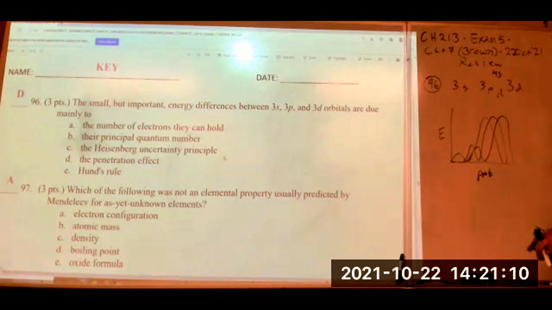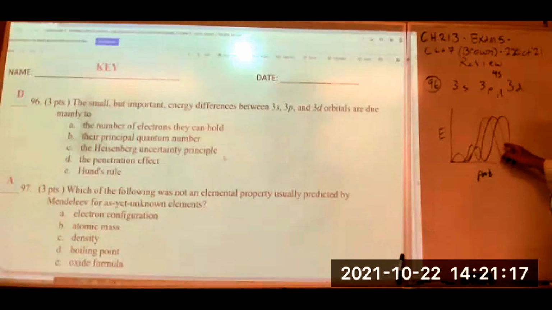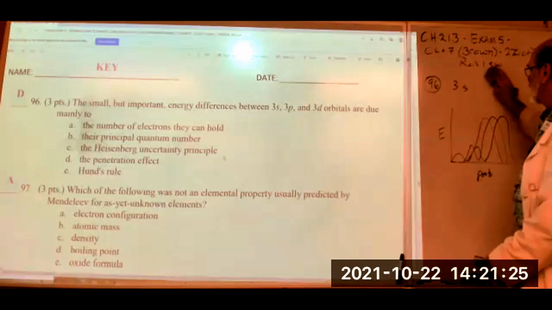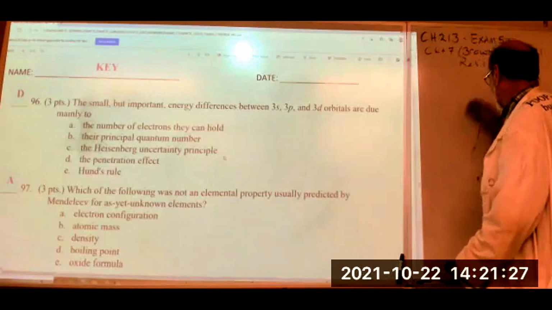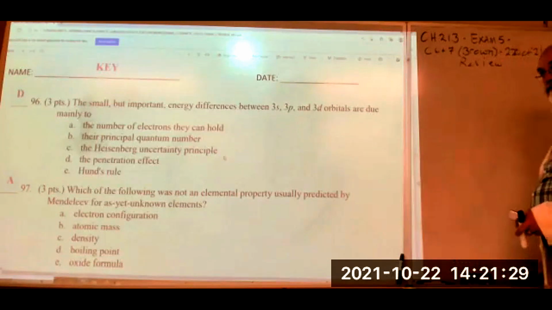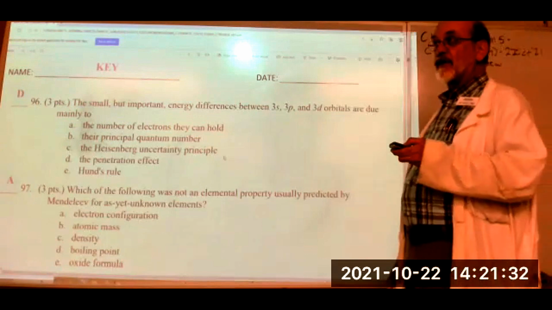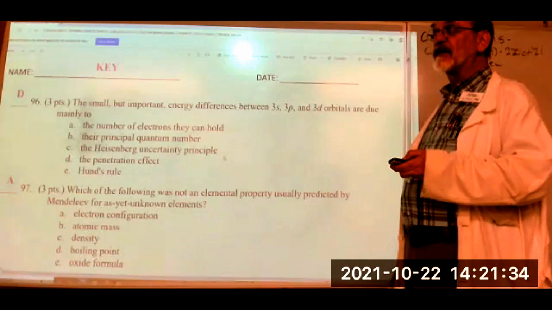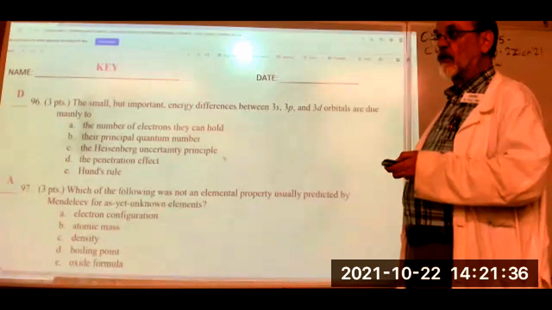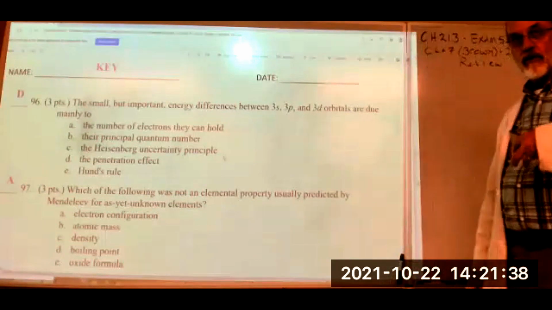And then 4s would have to fit. It would be out here somewhere, but its penetration would be deeper than the 3d, so it would penetrate down here. That's what puts 4s below 3d. And that's demonstrated by the way the periodic table is structured: 4s is here, then 3d, and then back to 4p. They're in order of energy.